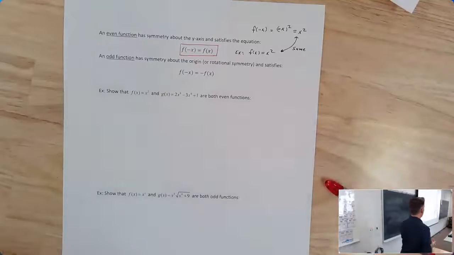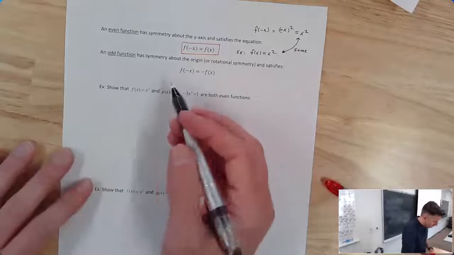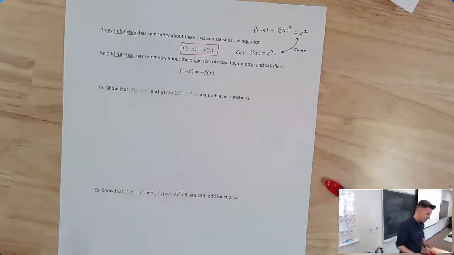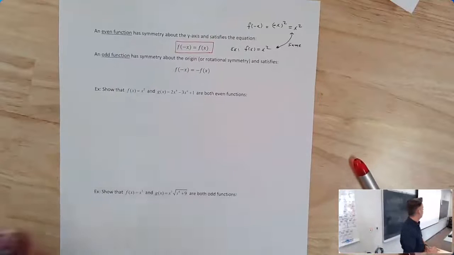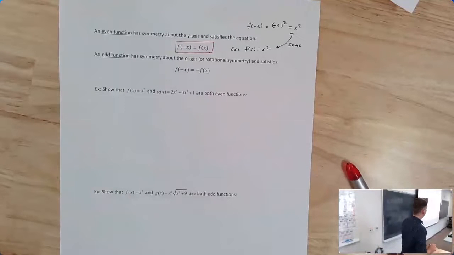Other functions that we haven't talked about yet, cosine of x is also an even function. It's kind of the number one trig example of an even function. An odd function, on the other hand, has symmetry about the origin, also called rotational symmetry. My favorite example, the polynomial, is y equal to x cubed, even though I don't draw it very well. And the idea is that if you take y equals x cubed and you rotate it 180 degrees about the origin, it's going to look like it did originally.